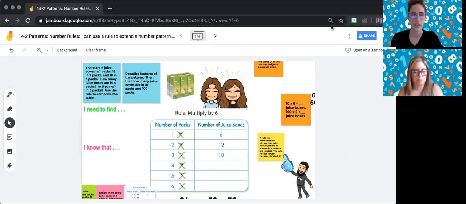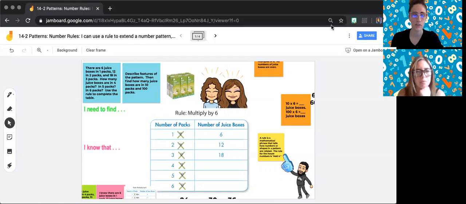Let's get started. There are 6 juice boxes in one pack, 12 in 2 packs, and 18 in 3 packs. How many juice boxes are in 4 packs? In 5 packs? In 6 packs? Use the rule to complete the table. Describe the features of the pattern. Then find how many juice boxes are in 10 packs and 100 packs.